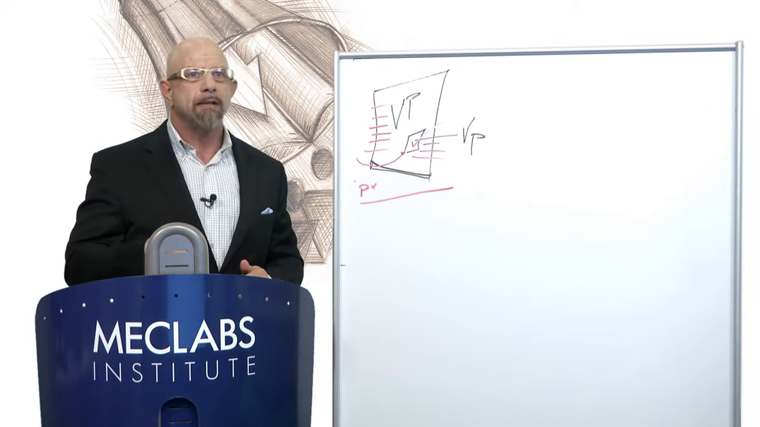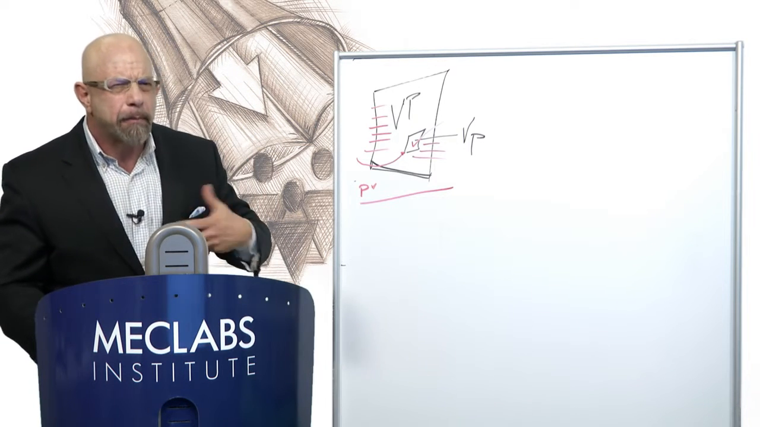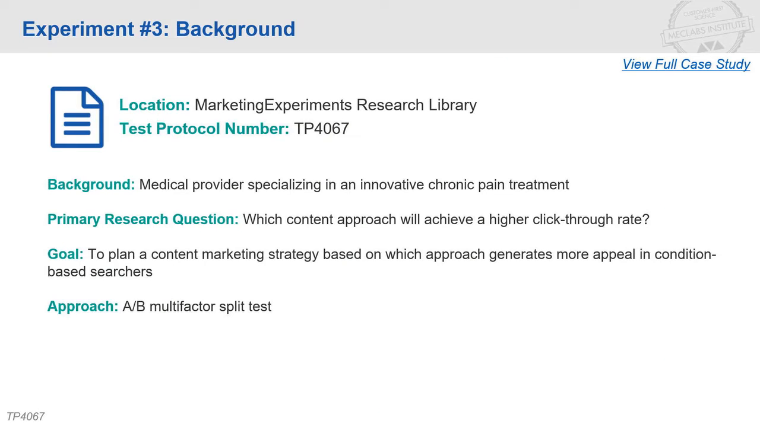Now, as you're thinking about that, let me show you something else. Here's another example of cash it in. All this is in that download. This is test protocol 4067. It is a medical provider specializing in, again, chronic pain treatment.